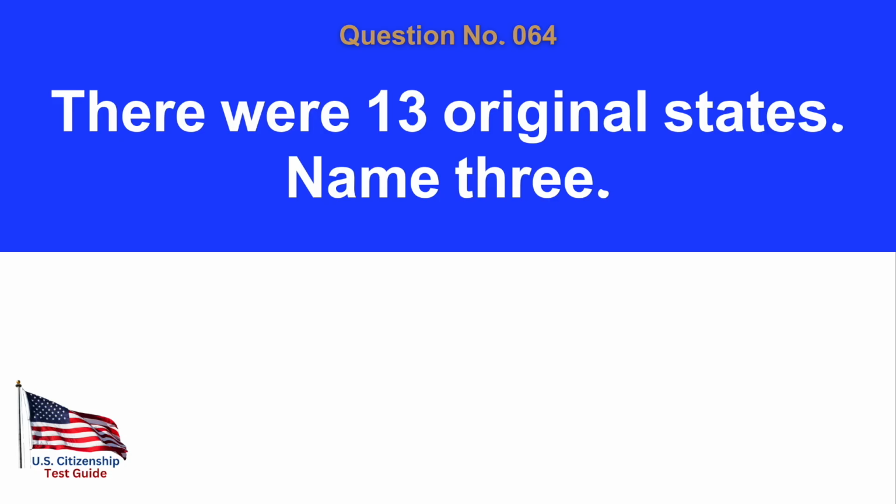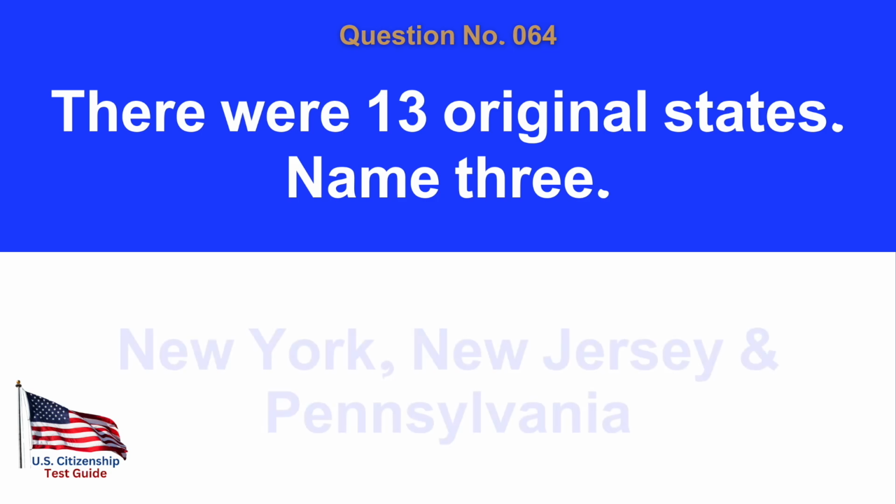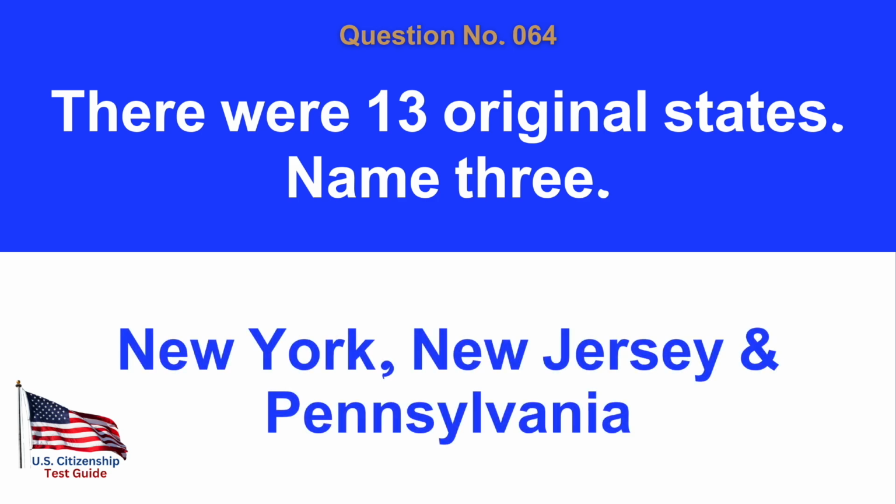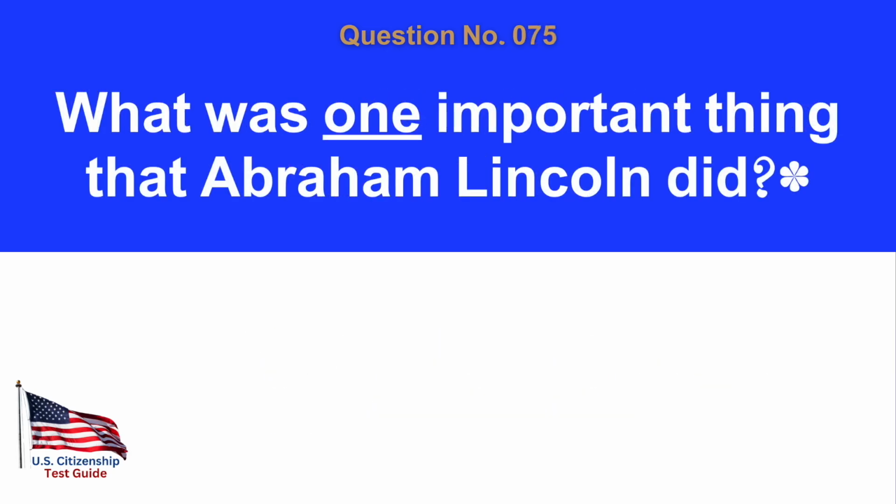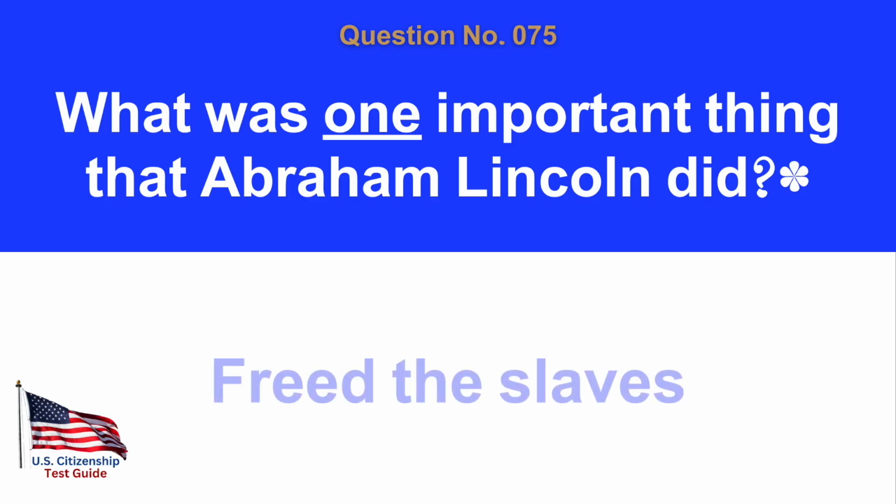There were 13 original states. Name 3. New York, New Jersey, and Pennsylvania. What was one important thing that Abraham Lincoln did? Freed the slaves.